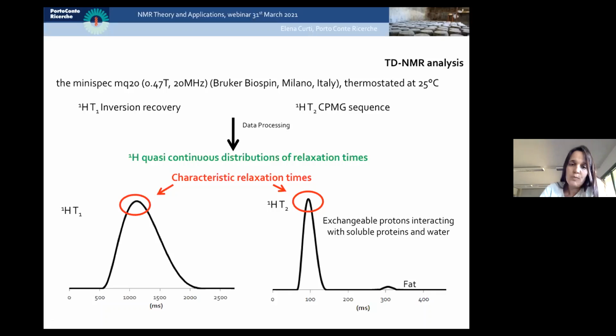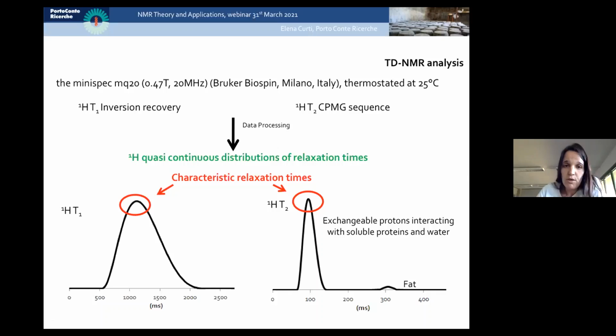We get a mono-exponential behavior in T1 and a bi-exponential behavior in T2. The second population, which is more mobile, can likely be attributed to fat, as we proved in other experiments. The first relates to all the protons that are interacting in the domains where soluble proteins and water are present.